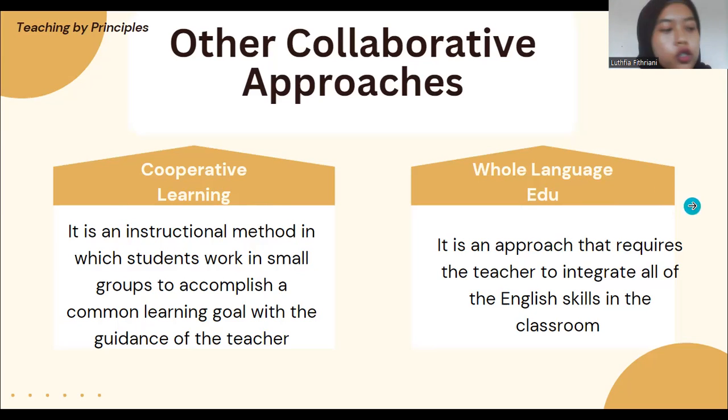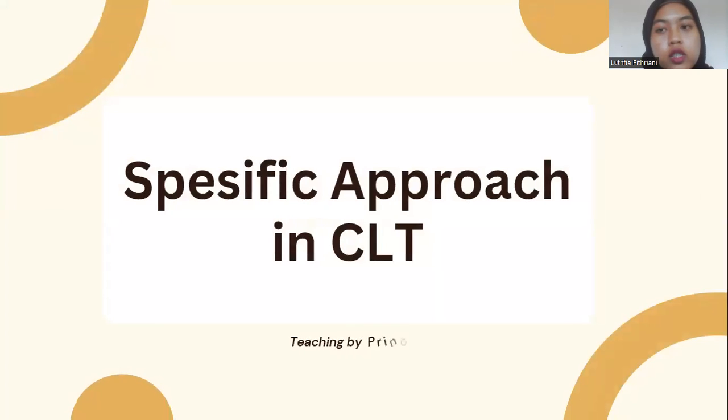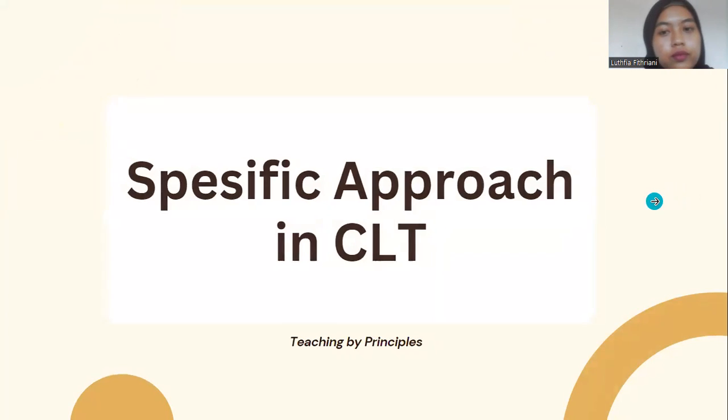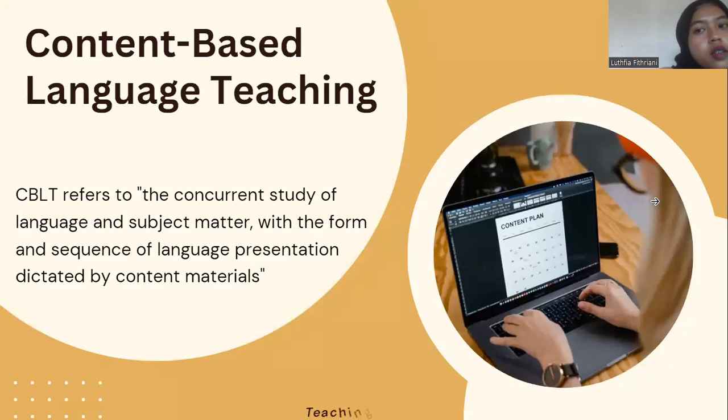So that's about the general approach in CLT. Now we will move to the specific approaches in CLT. The first approach is content-based language teaching. Content-based language teaching refers to the concurrent study of the language and subject matter, with the form and sequence of language presentation dictated by content materials.